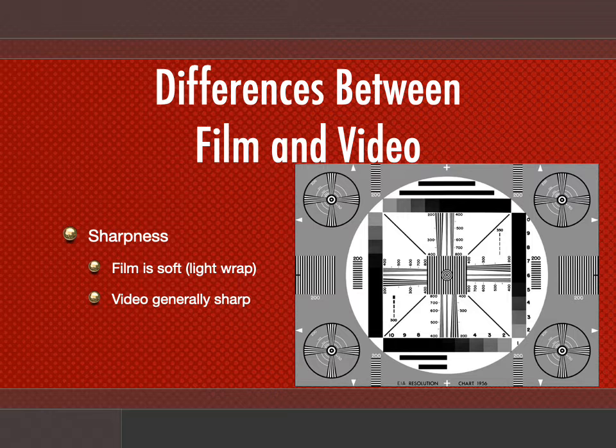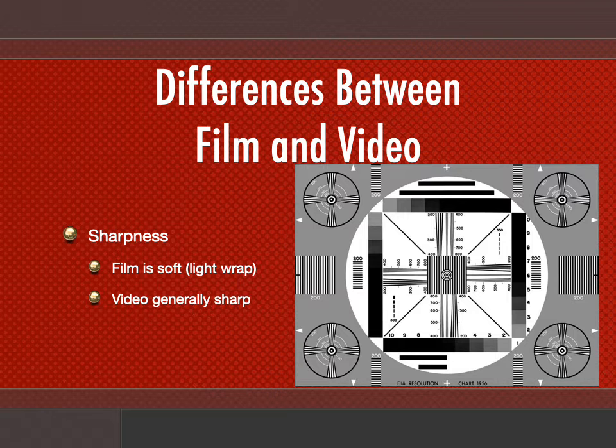Video is generally sharp, a lot of sharp edges. This is due to the pixels that are in the image. We can create very hard edges around all of our subjects. It has to do with the contrast, has to do with the pixel placement, those kinds of things.